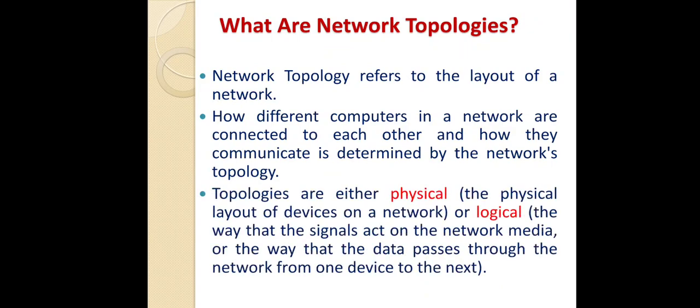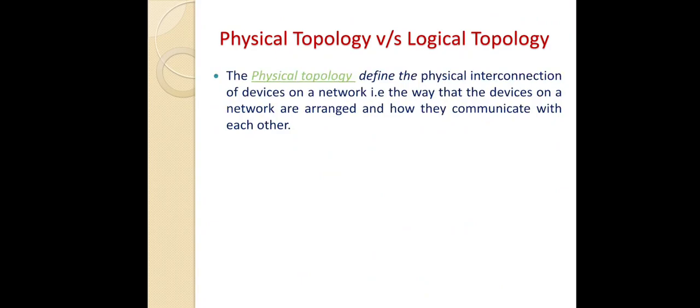Topologies can be either physical, that is the physical layout of devices on a network, or logical, that is the way the signals act on the network media, or the way the data passes through the network from one device to the next. Now, the basic difference between physical topology and logical topology. The physical topology defines the physical interconnection of devices on a network. That is the way the devices on the network are actually arranged and how they communicate with each other.